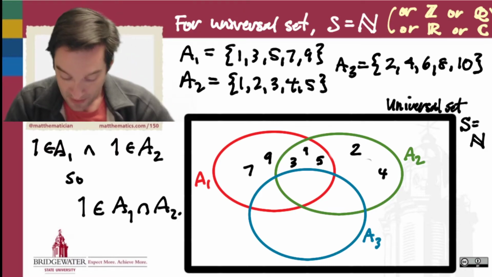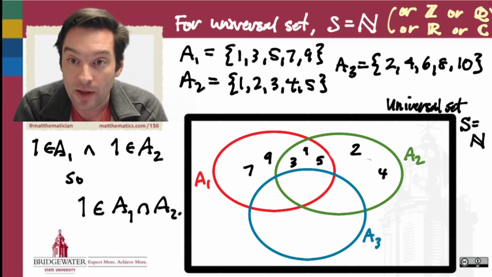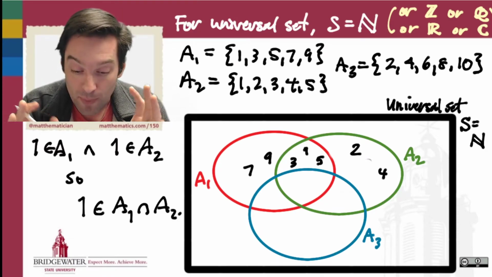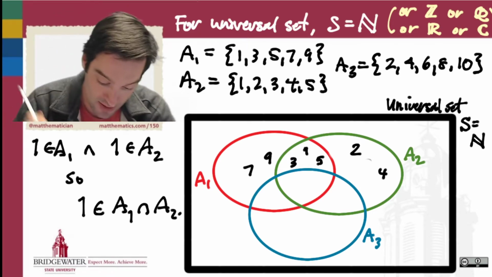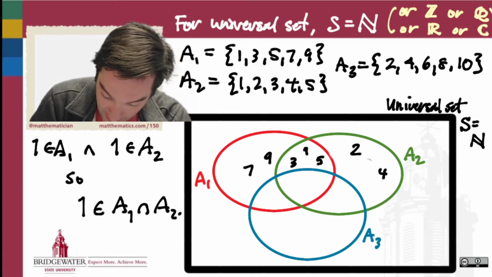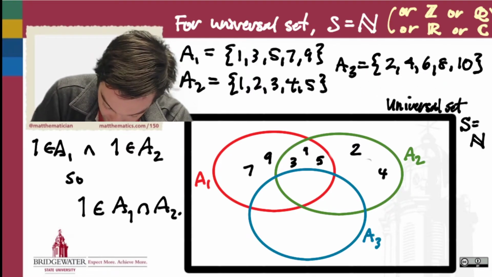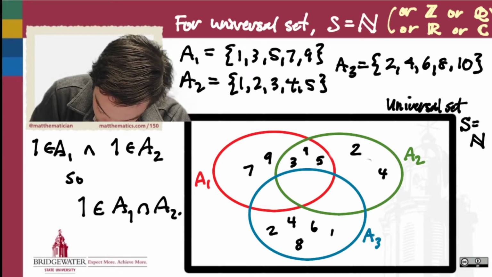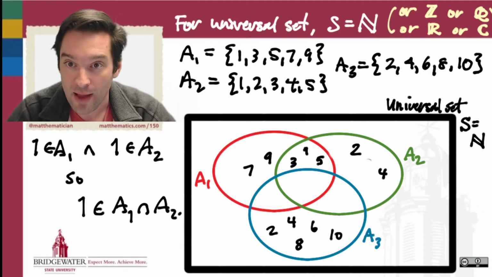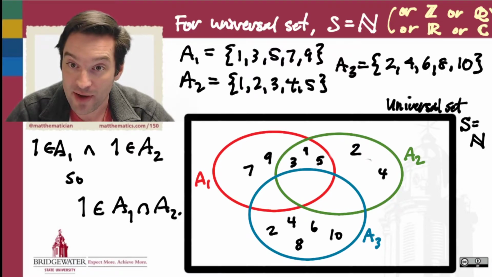Okay. Now I have all of the elements of A1 and all the elements of A2 appearing in my Venn diagram, and each of them is appearing in only one spot. Right. So now let's work on A3. A3's got 2, 4, 6, 8, and 10. So I'll put them all into my blue circle. And then look again at my Venn diagram and realize that I have a problem.